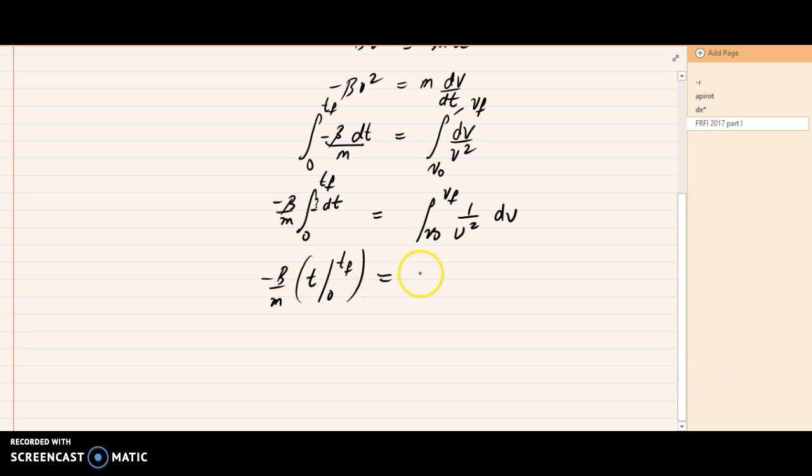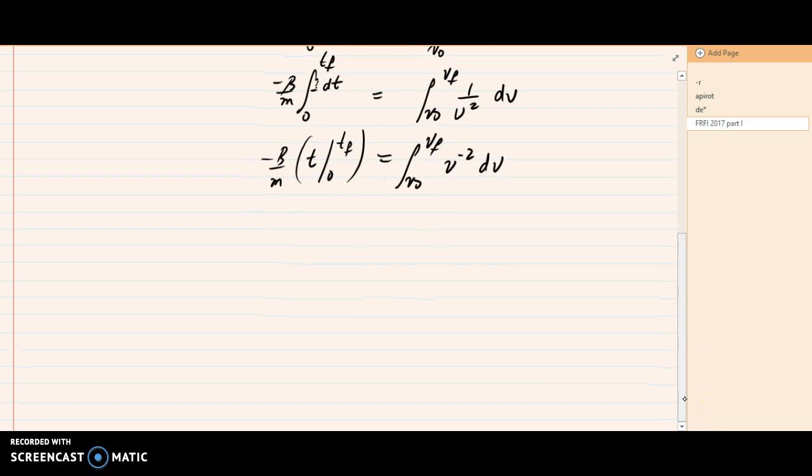Almost there, though. On this side, what do we have? Actually, I need to take the antiderivatives. Before I do that, I'm going to rewrite it, so I won't erase it. This is like writing v to the minus 2 dv. Agreed? So what does the antiderivative on the right side become? Yeah, negative v to negative 1.